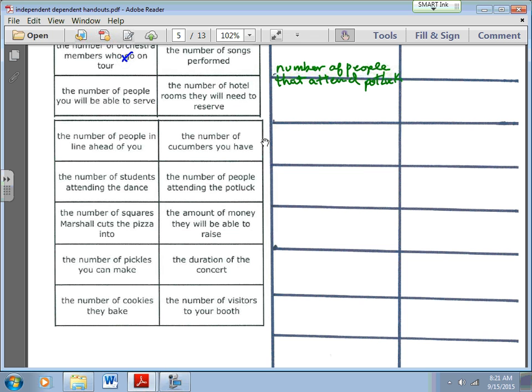Let's see, the number of orchestra members who go on tour. That one should be pretty clear. What do you think? Okay, the number of hotel rooms that you need to reserve. The number of hotel rooms you need to reserve will depend on the number of orchestra members who go on the tour. So the number of orchestra members is the independent part, and the number of hotel rooms they will need to reserve is the dependent part. Okay.